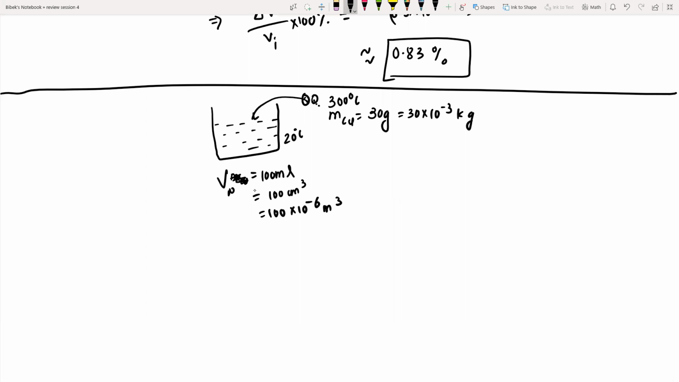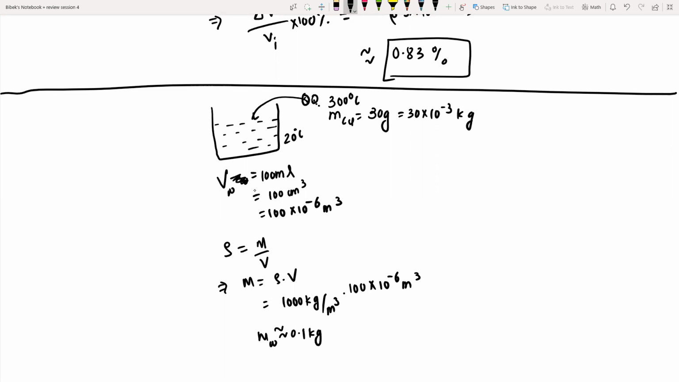So how do you calculate mass? If you have density known to you, density is mass over volume, and mass is density times volume. So density of water is 1,000 kilograms per meter cube, and your volume is given here, 100 times 10 to the negative 6 meter cube. So this will be about 0.1 kilogram. That is your mass of water.